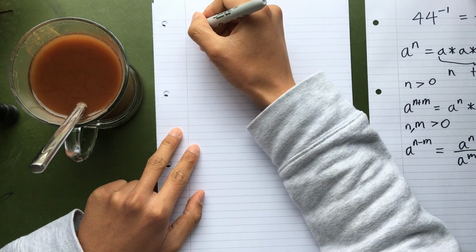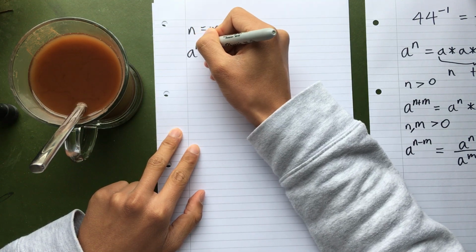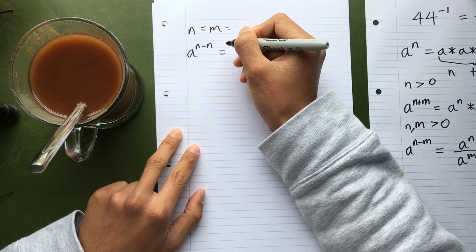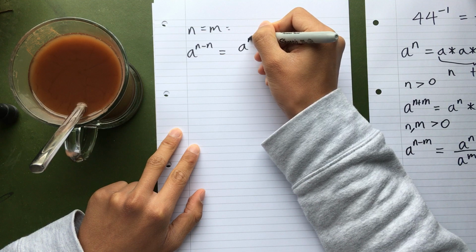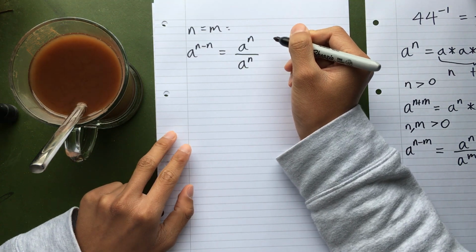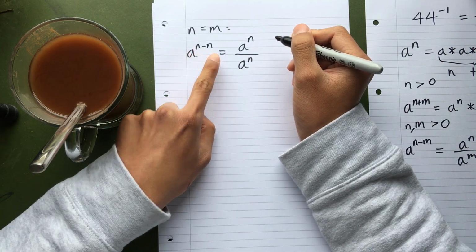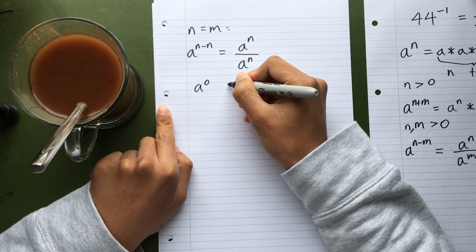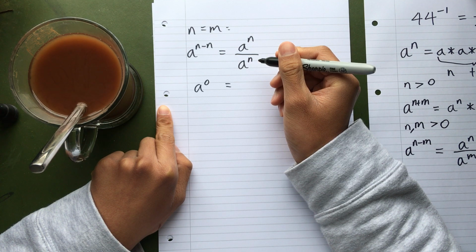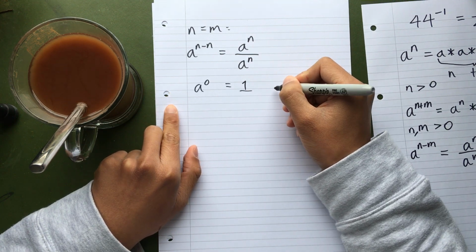So let's first look at the case where n equals m. Then a to the n minus m, or I'm going to write a to the n minus n, is equal to, according to our subtractivity equation, well, it should be equal to this for subtractivity to keep working. Okay, well, the left-hand side, the n minus n, that's 0. And the right-hand side, a to the n over a to the n, so long as a is not 0, we could safely say that this is 1.